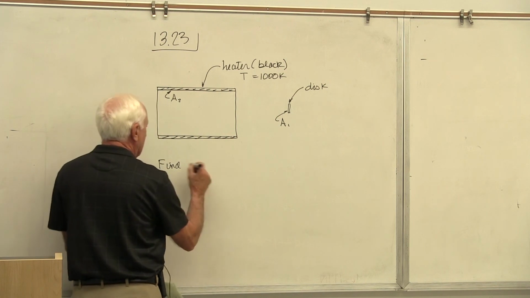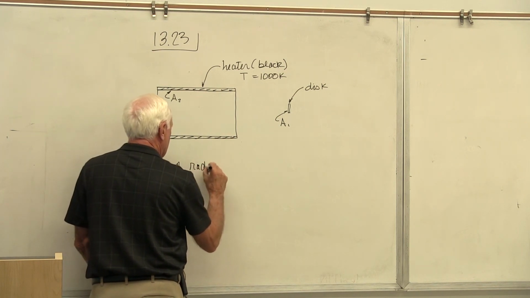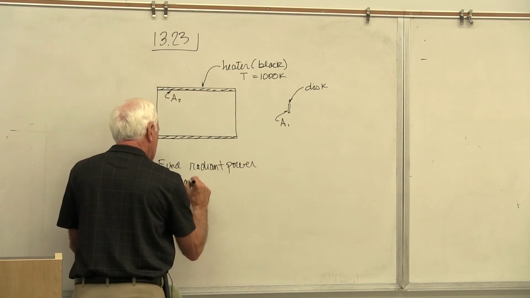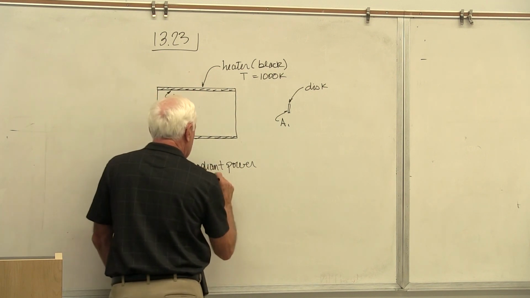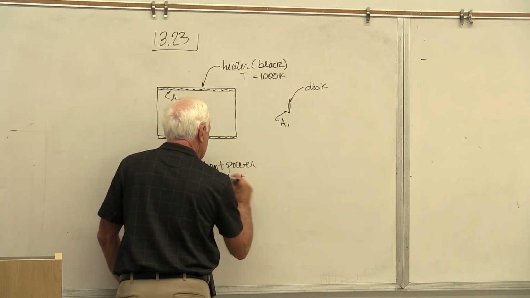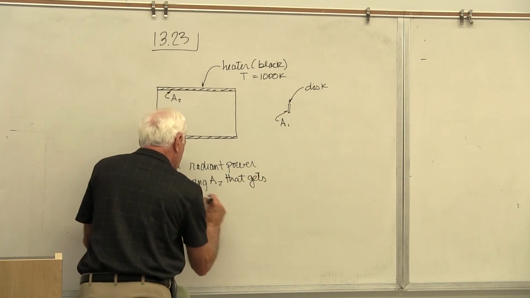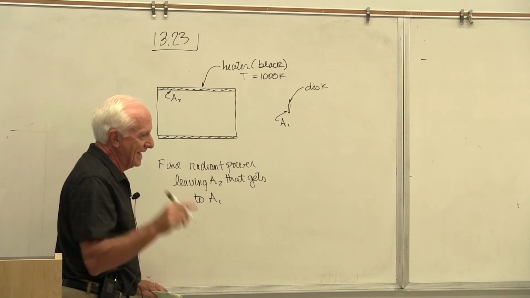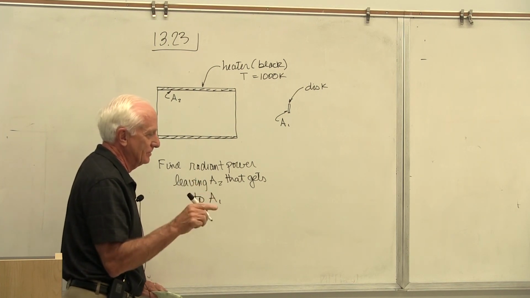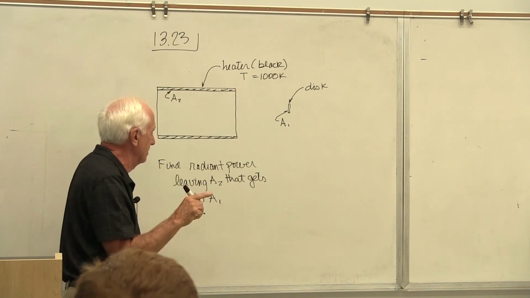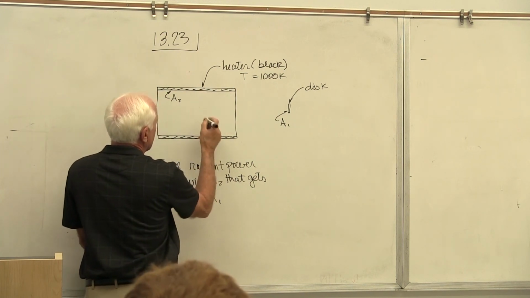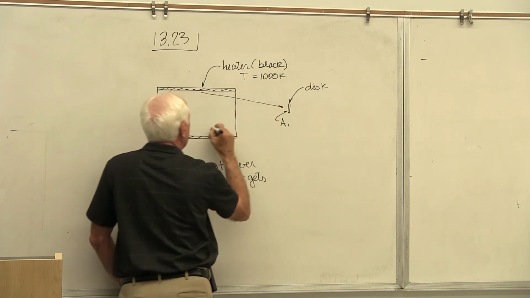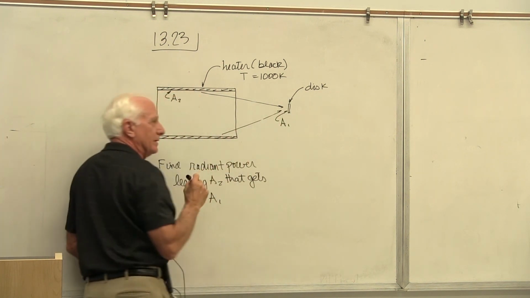Okay. Find the radiant power leaving A2 that gets to A1. That's not Q12. Q12 is the net radiant exchange between two surfaces. This is not the net. All they want to know is this surface A2 is radiating energy, and some of that gets out this side of the hole and strikes A1, and some gets out here and strikes A1. That's what they want.